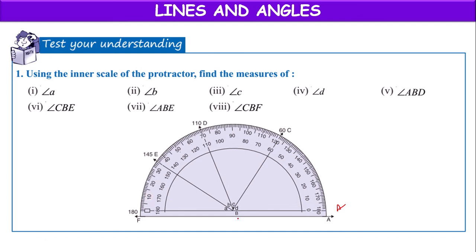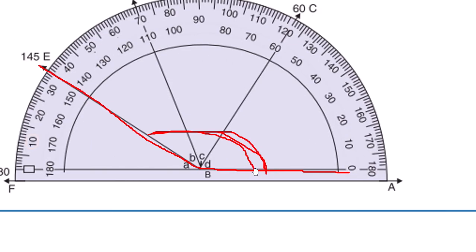Next, ABD. So this is ABD. According to the inner scale, ABD, how much? 110 here, 0 here. 110 minus 0, 110. Next, ABE. This one. So, ABE, this angle. According to the inner scale, here 0, here 145. 145 minus 0, 145.